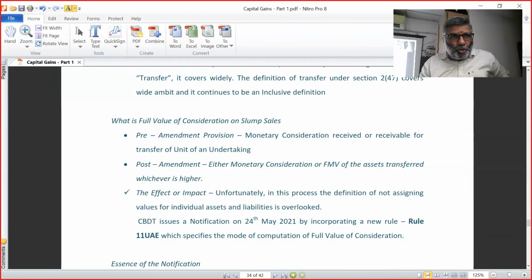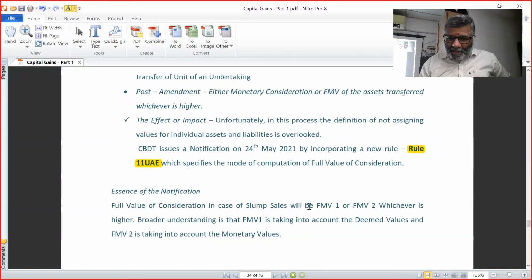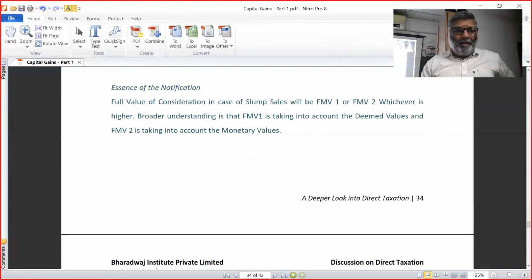Okay, CBDT issued a circular on 24th May 21 by incorporating a new rule, Rule 11UAE, which specifies the mode of computation of FMV. Full value of consideration is FMV1 or FMV2, whichever is higher. Broader understanding: FMV1 takes into account deemed value, FMV2 takes into account monetary values. Easier understanding: FMV1 is about transfer of asset, FMV2 is what I get as consideration. Either asset transferred or whatever I receive as consideration will be the full value, whichever is higher. What I am giving, what I am getting.